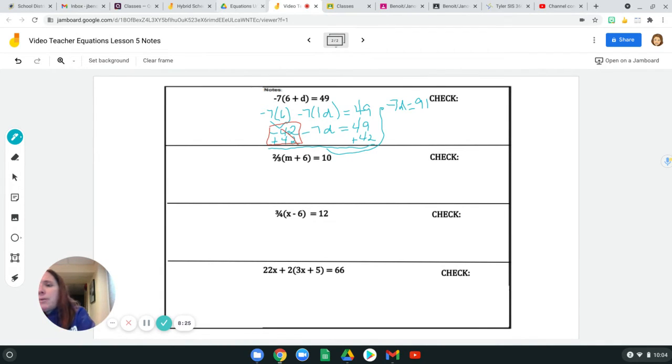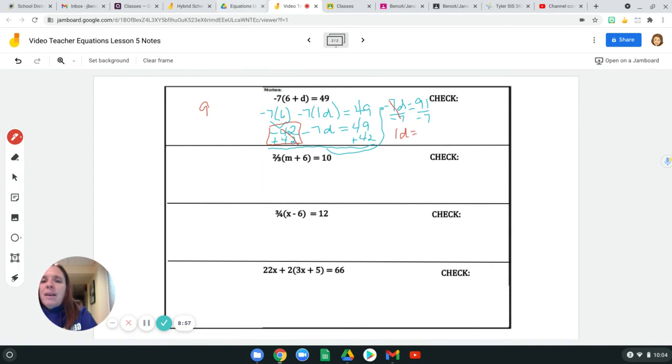And then our step 3 is to get the coefficient of the variable term into 1. I'm just going to rewrite that because it didn't really look like a D, did it? Right now it's negative 7. So we've got to divide by that coefficient. Negative 7d divided by negative 7 is a 1d. And 91 divided by 7.